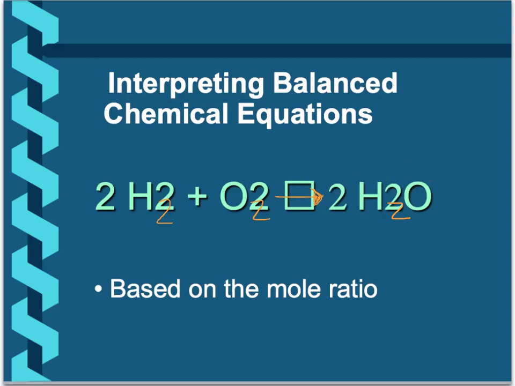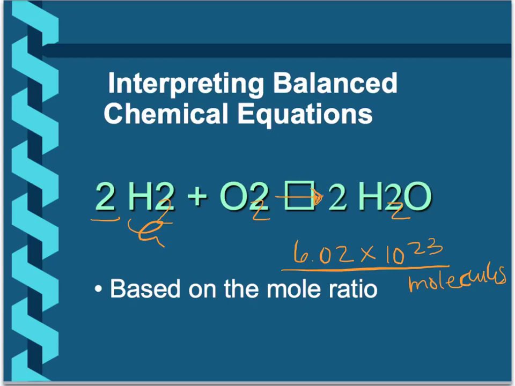And so I'm hoping that you remember that a mole is 6.02 times 10 to the 23rd, and in this case we're talking about molecules. So that's a lot of molecules. So initially when I read this we were only talking about 2 molecules. Now we're talking about 12 times 10 to the 23rd molecules of hydrogen gas in this equation.